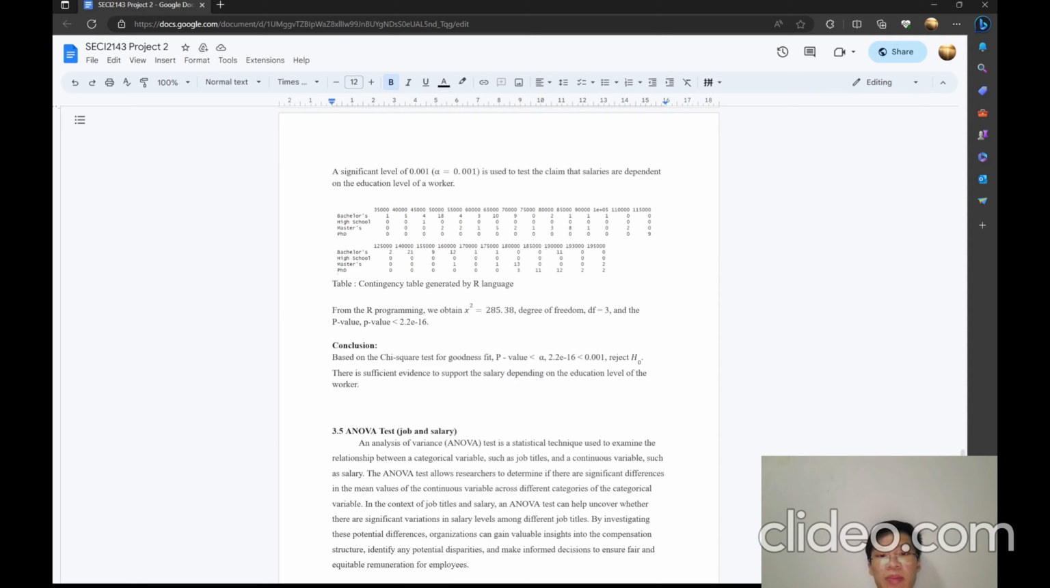2.2 times 10 to the power of negative 16, which is very small and smaller than the alpha value we tested here, which is 0.001. So we reject the null hypothesis, so there is sufficient evidence to support that salary actually depends on the education level of the worker.